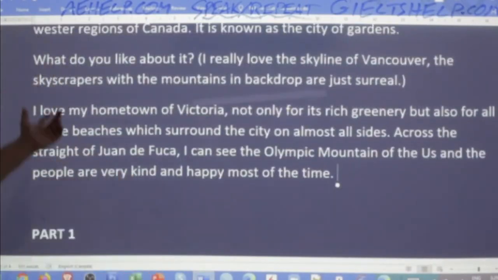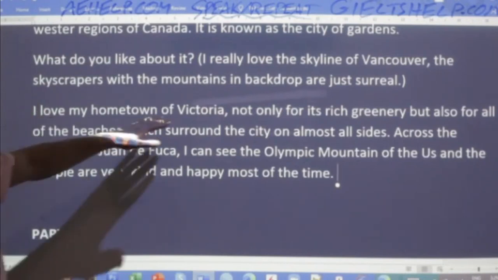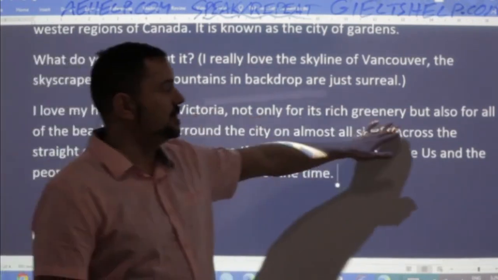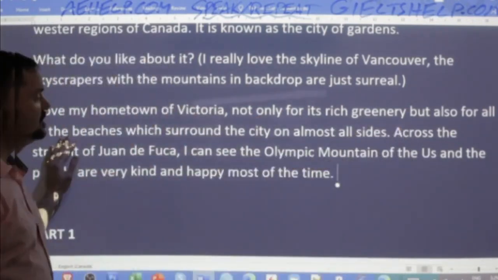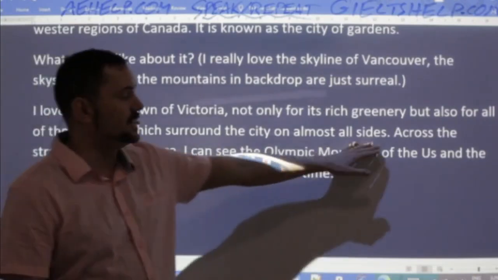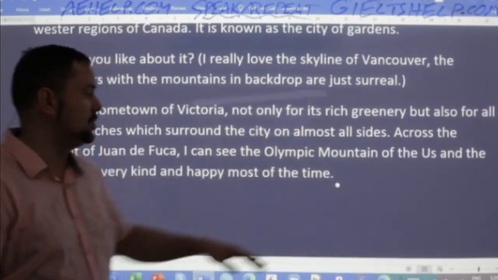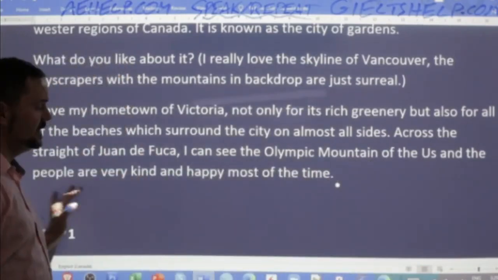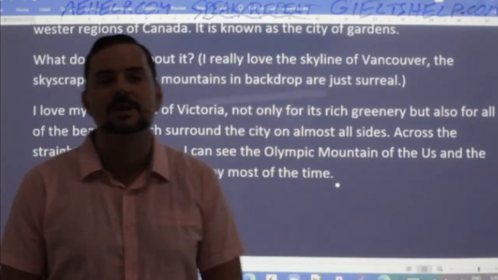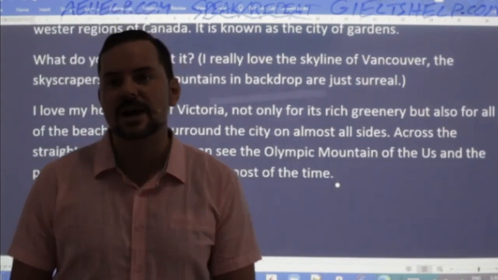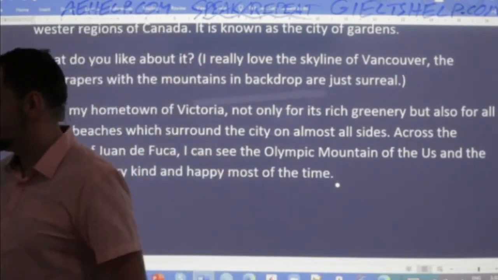So here we go. What do you like about it? I love my hometown of Victoria, not only for its rich greenery, but also for all of the beaches which surround the city on almost all sides. Across the Strait of Juan de Fuca, I can see the Olympic mountains of the US, and people are very kind and happy most of the time. Okay, great. So now we'll continue with some more of part one.